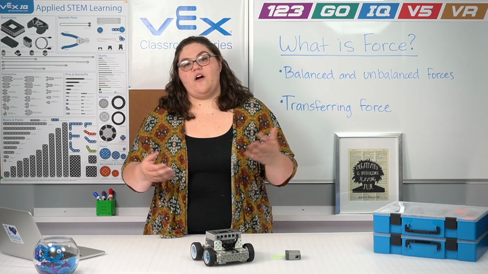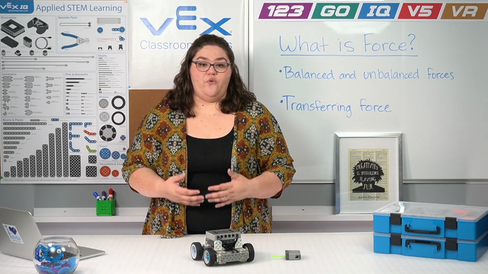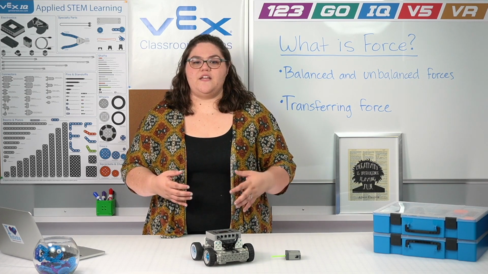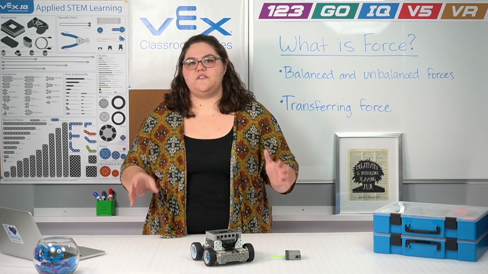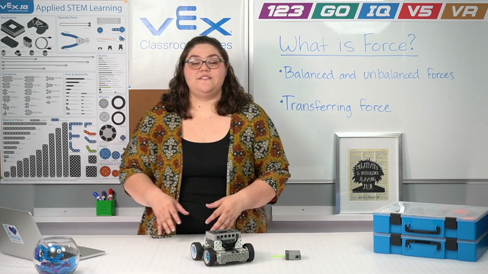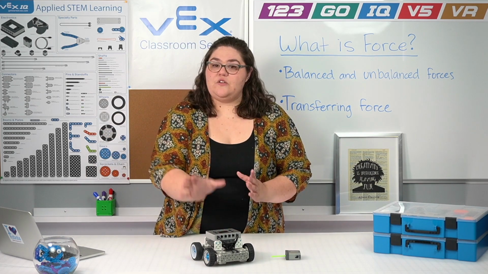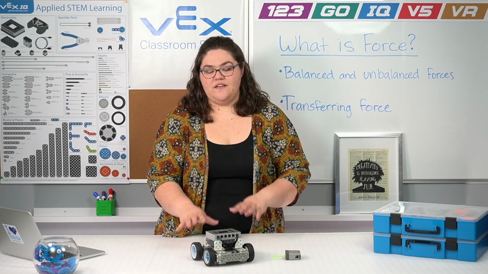One force you may already be familiar with is gravity. So gravity is the force by which a planet or other body draws objects towards its center. So how do these forces affect how your robot moves? When forces are balanced, there's no movement. So right now, looking at our robot, all of the forces are balanced, so it will stay stationary.